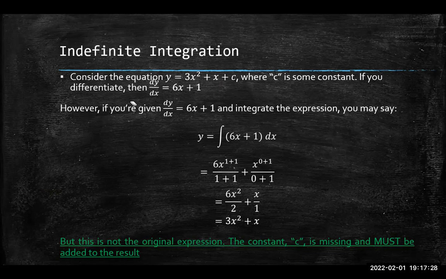However, this is the other case, right? If you're given dy/dx is 6x plus 1. So in this first case, they gave you the equation y and told you to find dy/dx. But here, they gave you dy/dx and they want you to find the equation y. Just like we did just now, you're going to integrate the gradient function. Remember, integration is an anti-differentiation process, the reverse of differentiation, and that's how you're going to get your equation y.